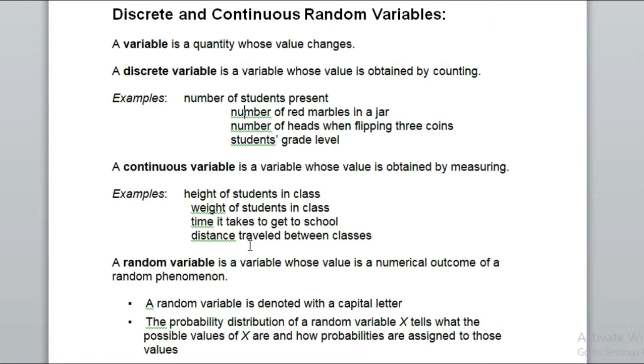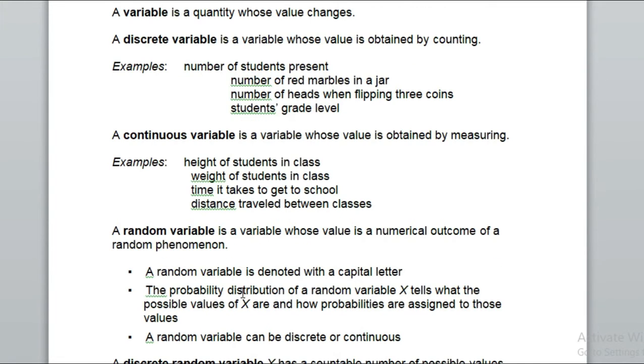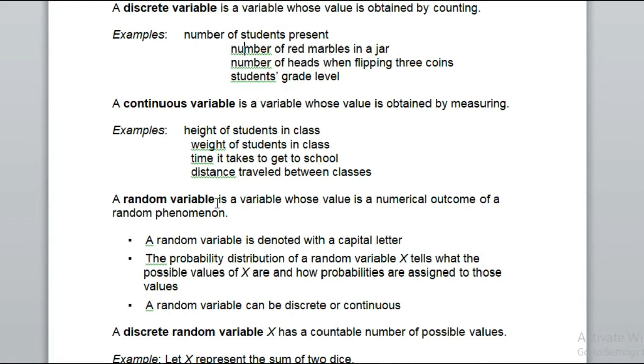Let's talk about the term random variable. What is a random variable? A random variable is a variable whose value is the numerical outcome of a random phenomenon. What you need to think about: random phenomenon and numerical outcome.